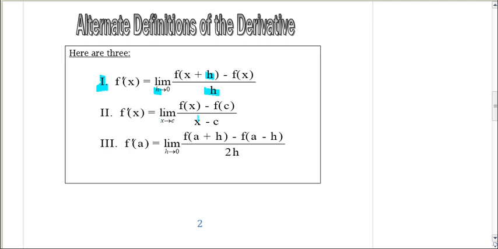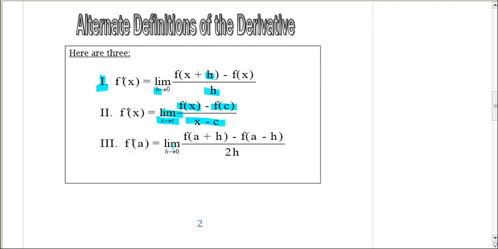The second one is also a definition of a derivative, and it's not as common. It's more for radicals and stuff like that. It looks like this: limit as x approaches c of f of x minus f of c, all over x minus c. Very easy. We'll take a look at it today.